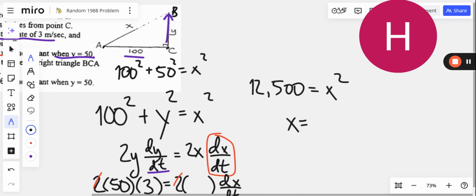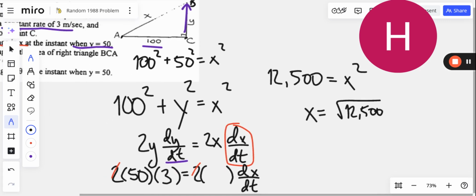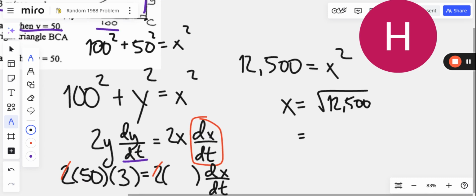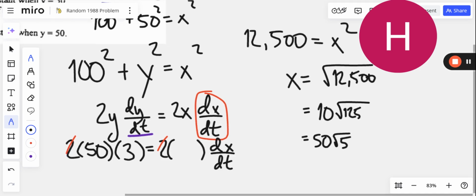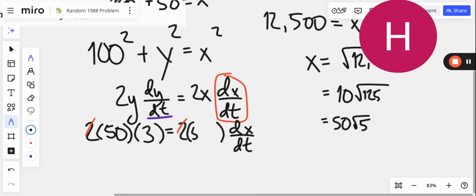We could just say x is the square root of 12,500. I don't think this is designed to be a calculator problem, so I would just take out a factor of square root 100, aka 10. And you're left with square root of 125. You can even take out a factor of 5, or square root 25, and this would be 50 square root of 5. So you could put it like that if you want. If you want to try to calculate what that is, it's probably about 111.1-ish.